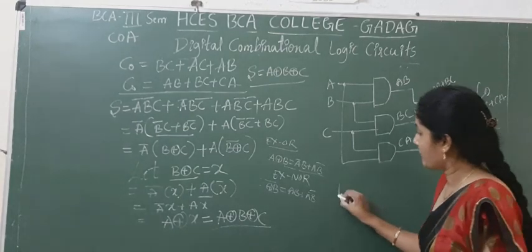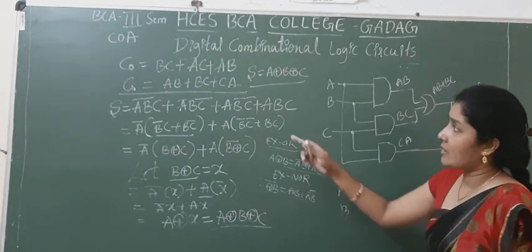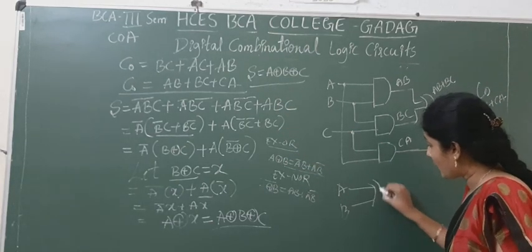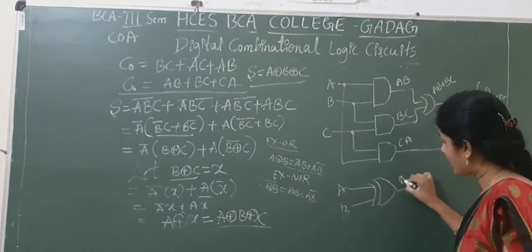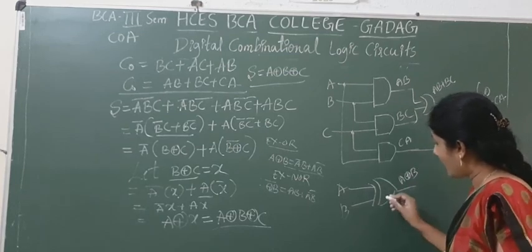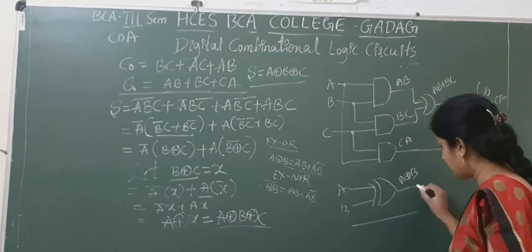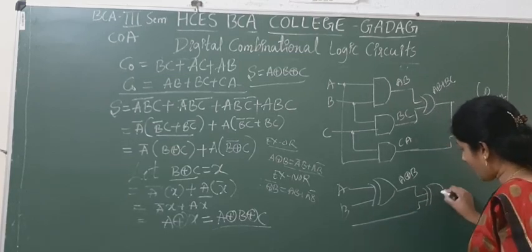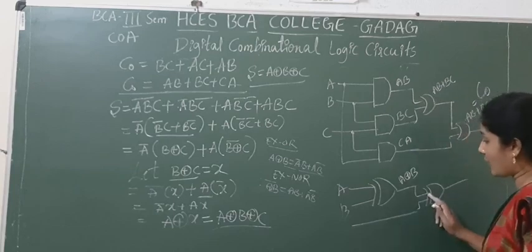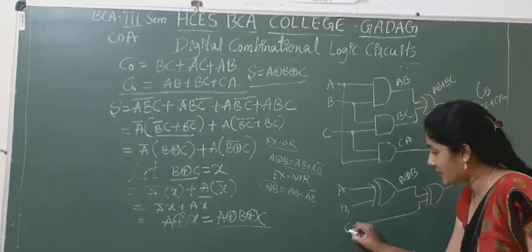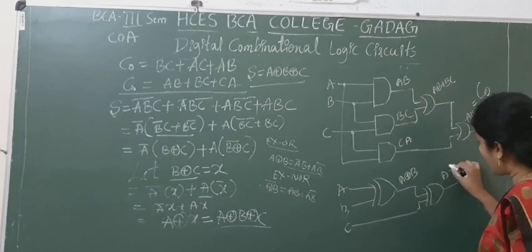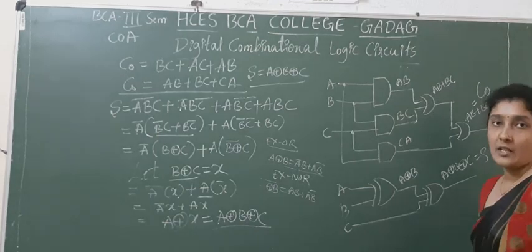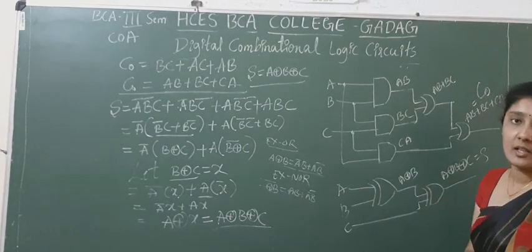Now sum. A, B. So A XOR B. Let us take A XOR B first. Put XOR gate. This is A XOR B. Now take the C line here. Take these two. So put XOR here. So this is XOR of these two inputs. This is C. Therefore it is A XOR B XOR C, which is nothing but sum. So this is about the logic diagram of the full adder.